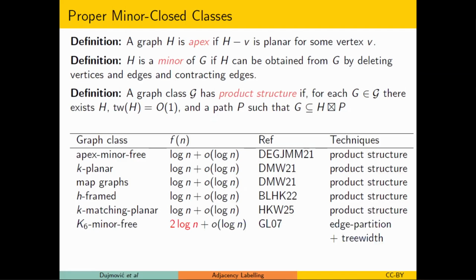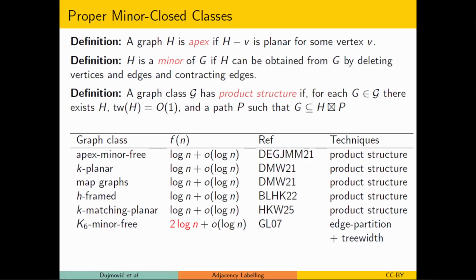But as soon as you leave this, and in fact it breaks really fast, if you take K6 as the graph you exclude, it's not an apex graph because if I remove any vertex, I still have a K5, which is not planar. The best known solution was still 2 log n, and that comes from this result of Gavoille and Labourel, and a more complicated result about minor free graphs, which says that they can have their edges decomposed into two graphs of constant tree width.